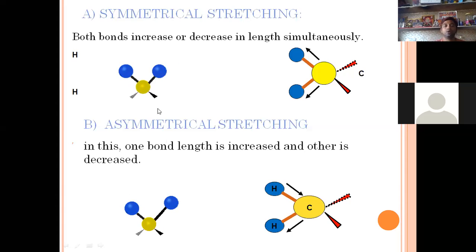Now asymmetrical stretching, what happens? We can see here, one is decreasing, the other is increasing. In this, one bond length is increased and the other is decreased.